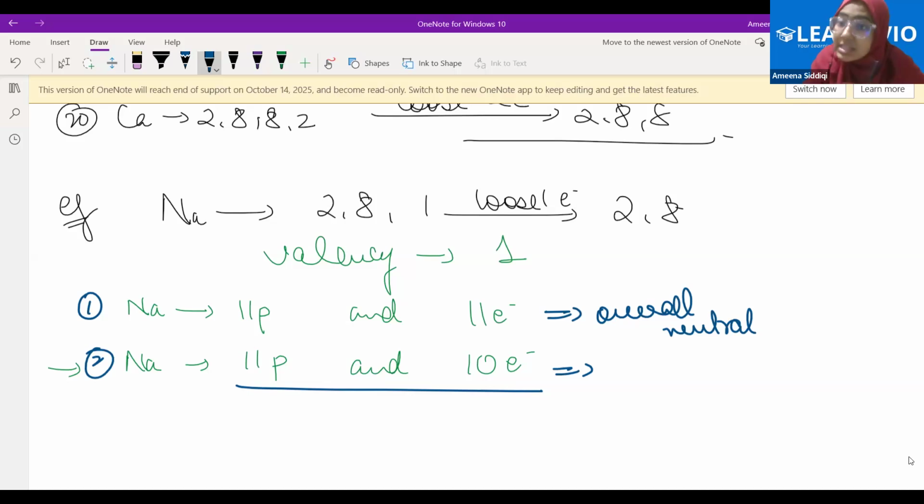Why is there a positive charge? Because an extra positive charge is there, right? Negative charge is less, positive charge is more. Which will be the dominant one? The positive charge. How many protons are not neutralized? One. So what will be the charge overall? Can I say plus 1 charge?